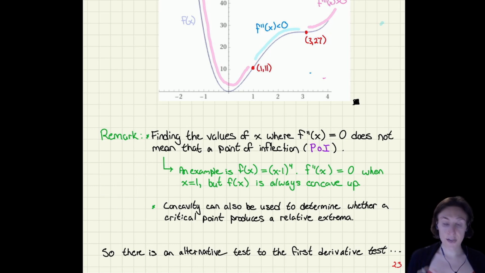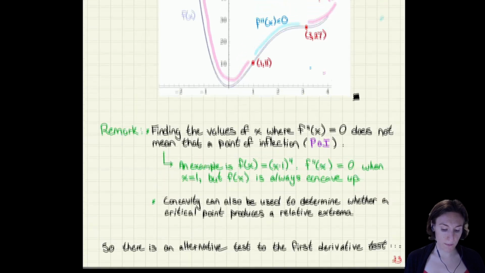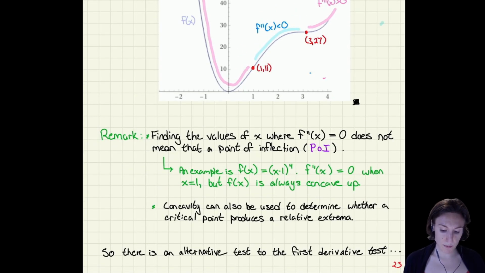Okay, so the other thing concavity can be used for is to help you find if a critical point produces a relative extrema. It's an alternative to the first derivative test, and it's actually called the second derivative test.